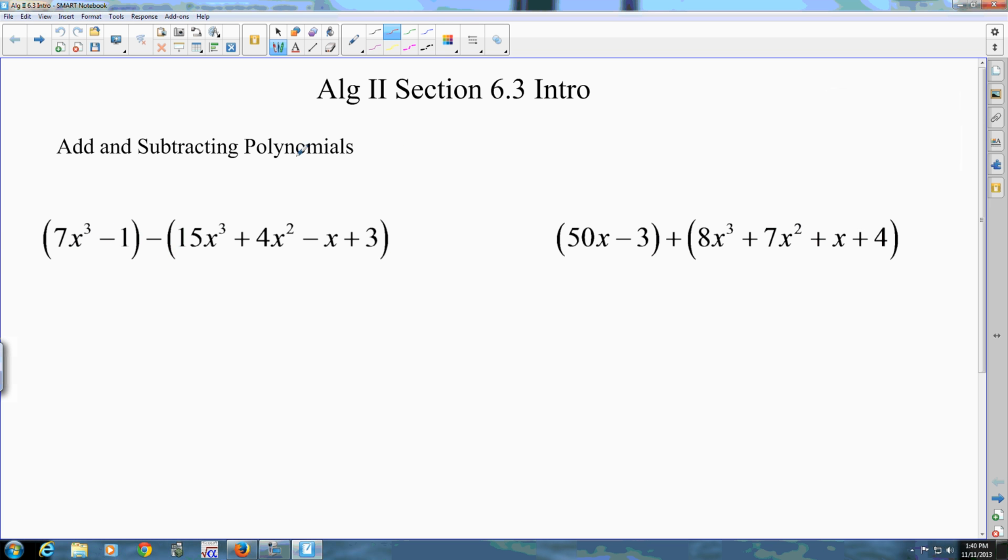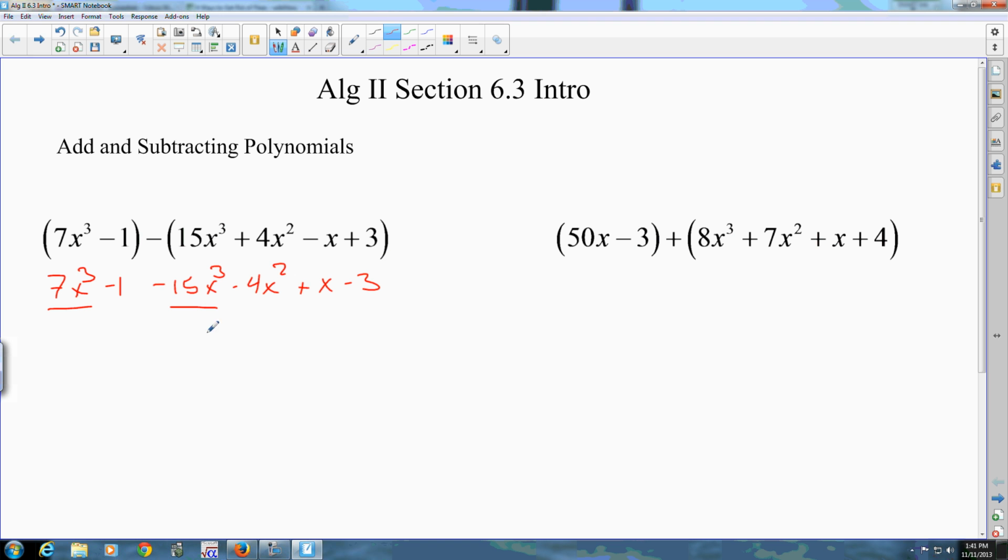First thing is that when you're adding or subtracting polynomials, if you're subtracting, make sure you distribute the subtraction through the parenthesis. So that becomes minus 15x cubed minus 4x squared plus x minus 3. So you have 7x cubed minus 1. Now it's just a matter of collecting like terms.